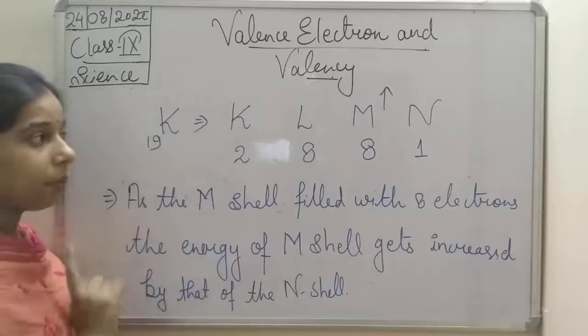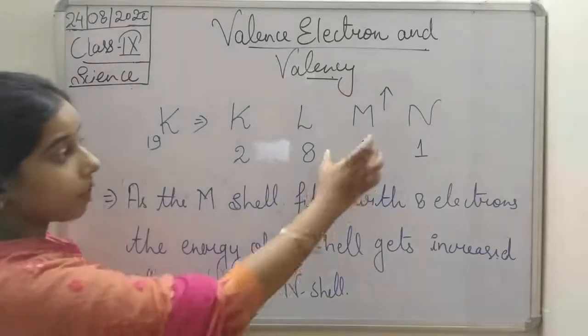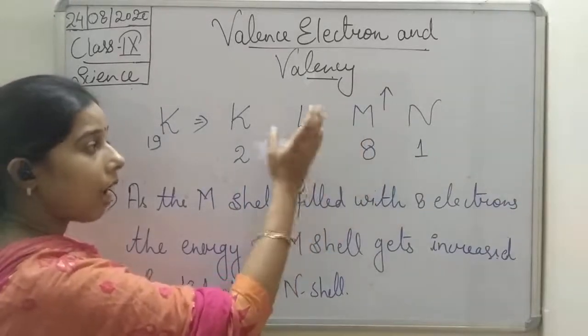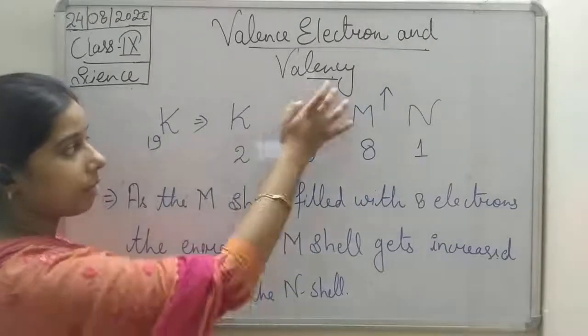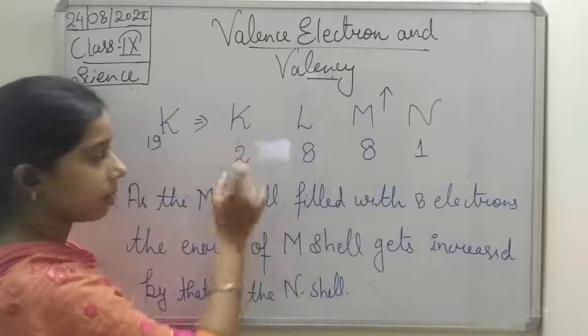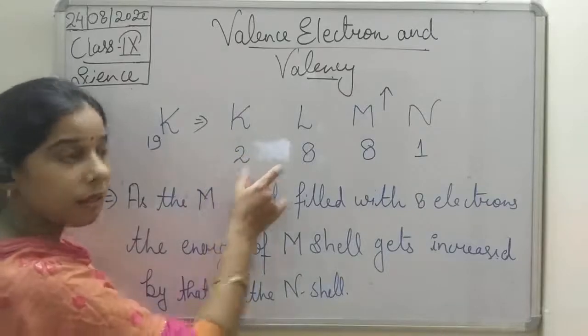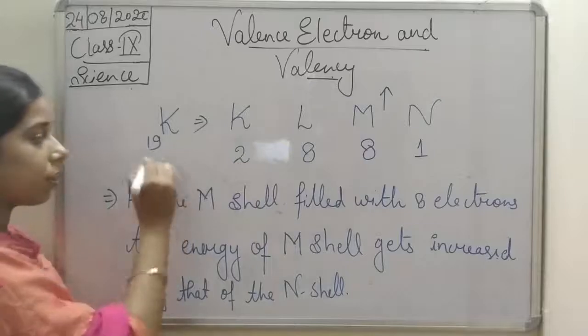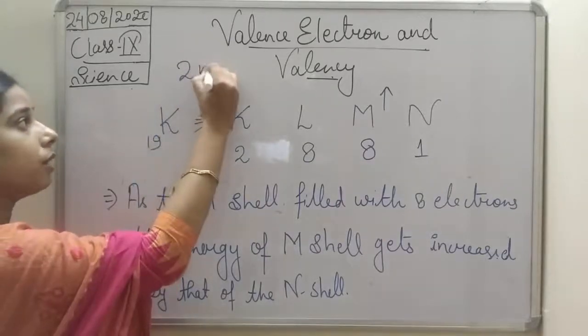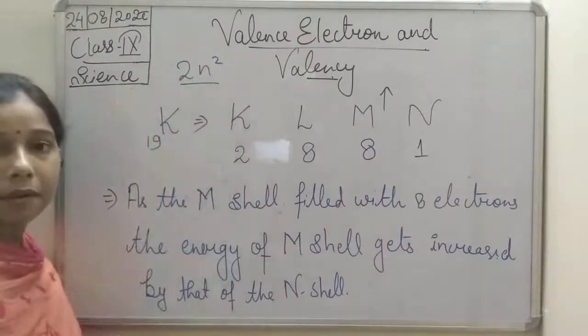Understood students? Let me remind you again. Now see here, this is the capacity: the maximum number of electrons possessed by the K and L shells is 2 electrons for K and 8 electrons for L. It also follows the formula given by Bohr and Bury. This is equal to 2n square.